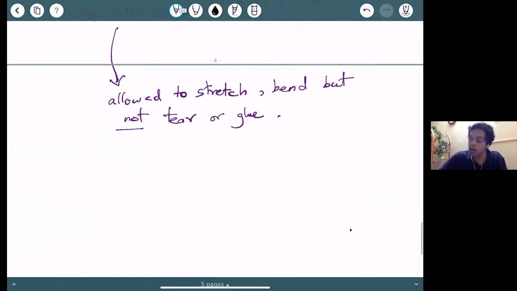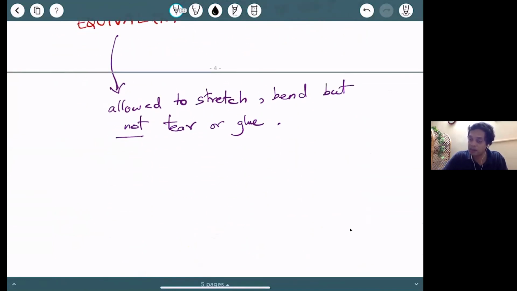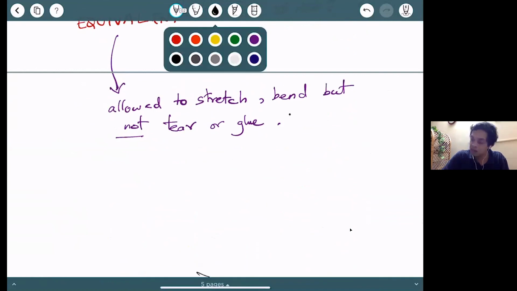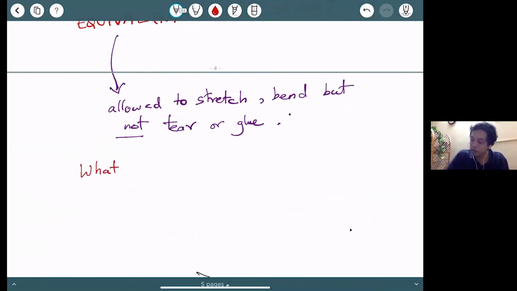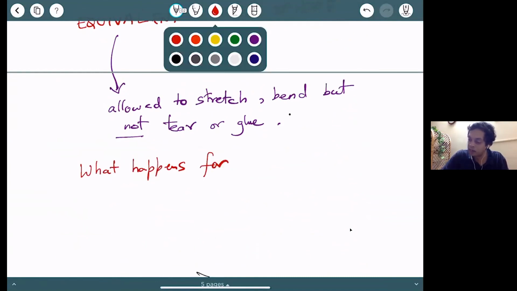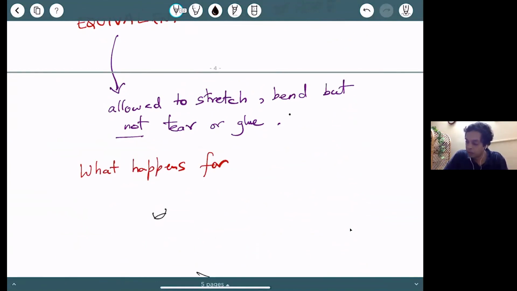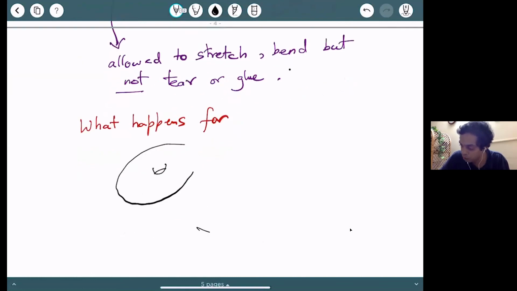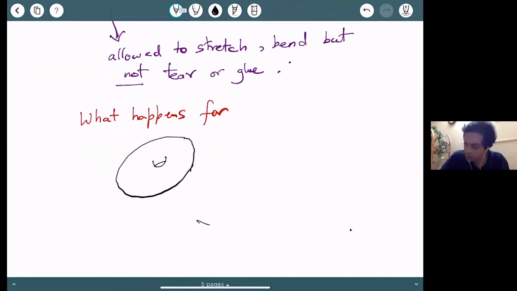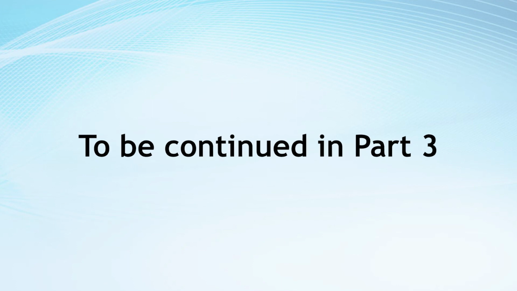Now you can ask, okay, what happens for a different surface? Let's see what happens for a surface that looks like this. Oops. By the way, what is the surface called? It looks like a tire tube or donut or vada or something. Yes, that's right.